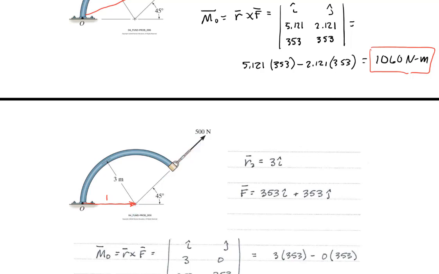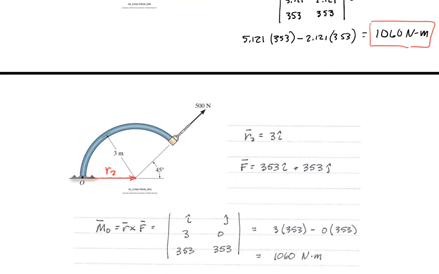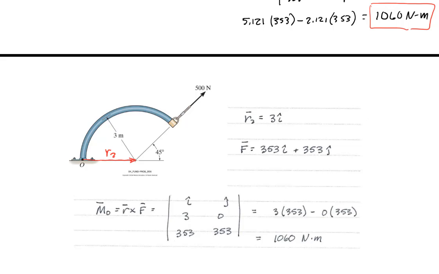So let's call that r2, and you can see that that is only going to be 3 in the i direction, and that's what I've shown here. The force vector is going to be the same, so using the cross product calculation, we do the same thing. 3 and 0 is our r vector, 353 and 353, and you can see that when we calculate it out, we get the same answer, which is good.